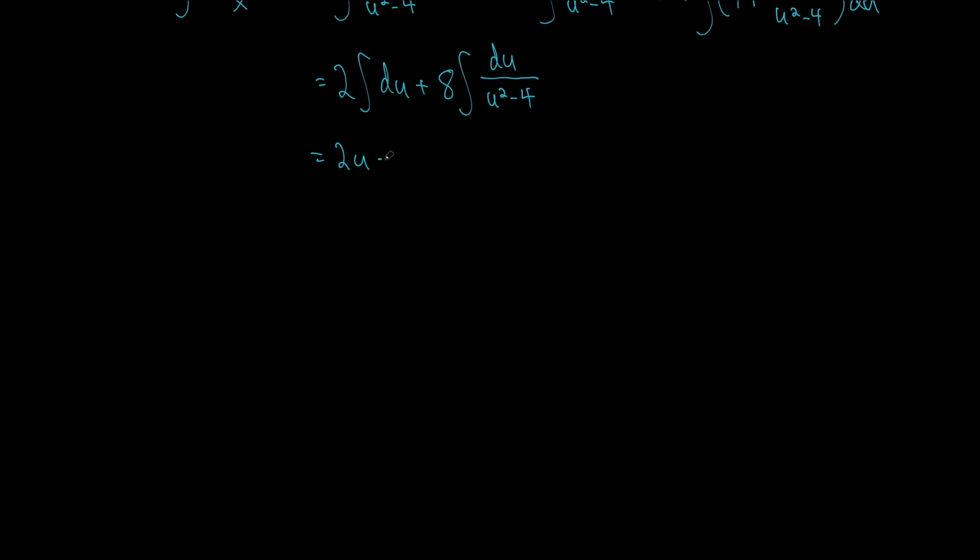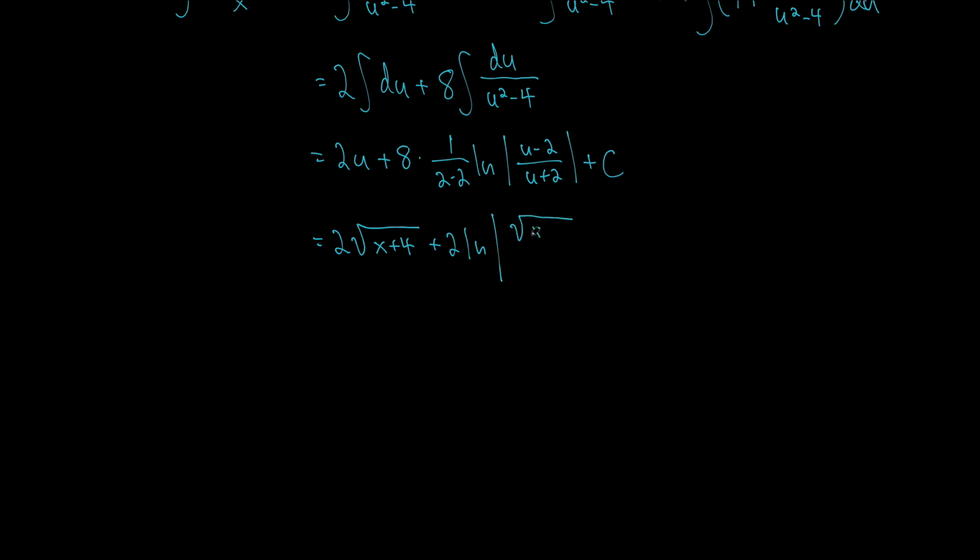We get 2u plus 8 times 1 over 2 times 2 times ln of u minus 2 over u plus 2, by example 3. And this is just 2 times the square root of x plus 4 when we substitute back, plus 2 times ln of square root of x plus 4 minus 2 over square root of x plus 4 plus 2, plus c.